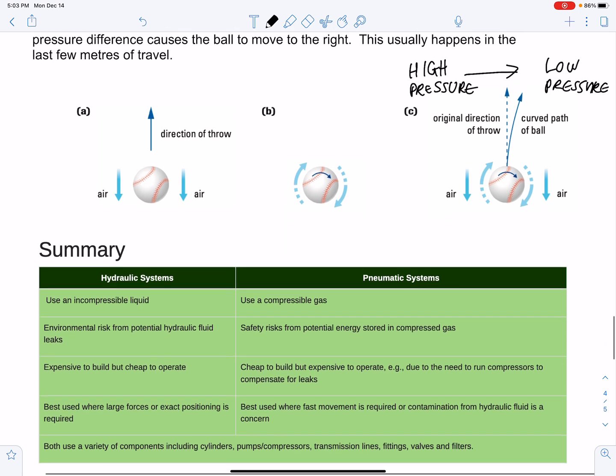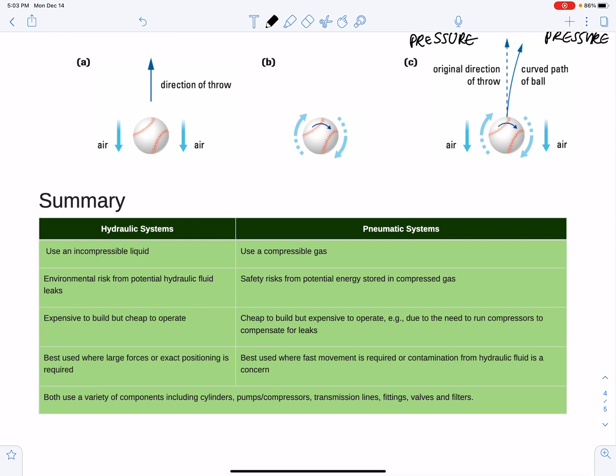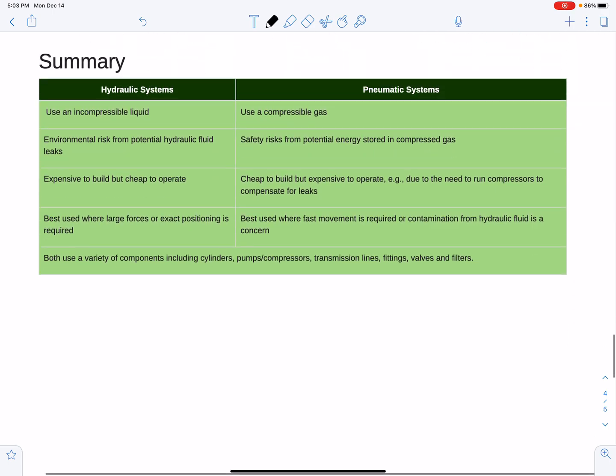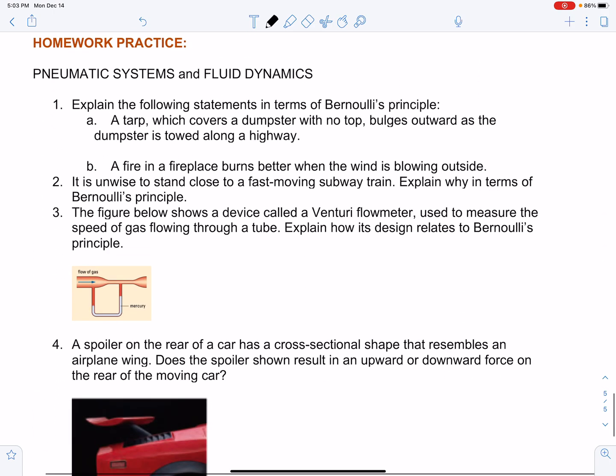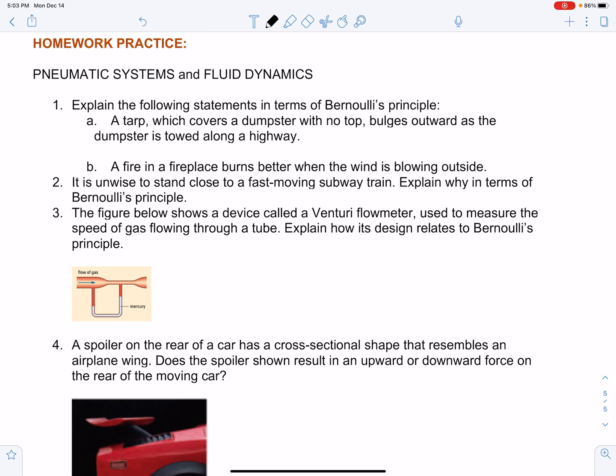Okay, below we have a summary chart comparing hydraulic systems and pneumatic systems. When you're done, I want you to try these few homework practice questions for pneumatic systems and fluid dynamics, and then complete the corresponding LMS quiz. Good luck.